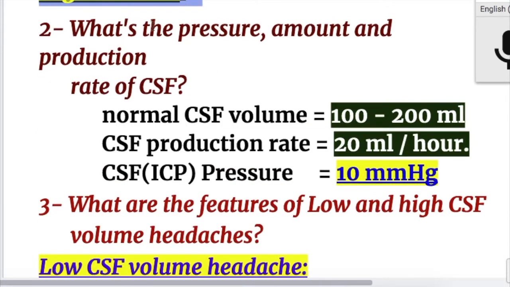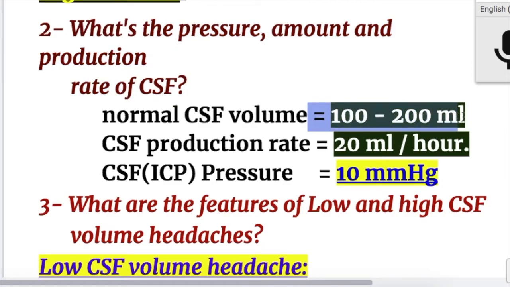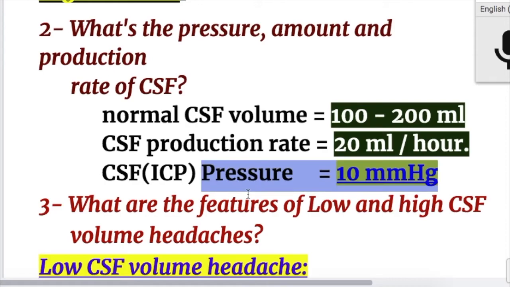Number 2, what's the pressure, amount, and production rate of CSF? Normal CSF volume is 100 to 200 ml, and its production rate is 20 ml per hour, and its normal pressure is 10 millimeters of mercury with an average of 7 to 15 millimeters of mercury. And if the pressure is more than 20 millimeters of mercury, then it's known as increased intracranial pressure.